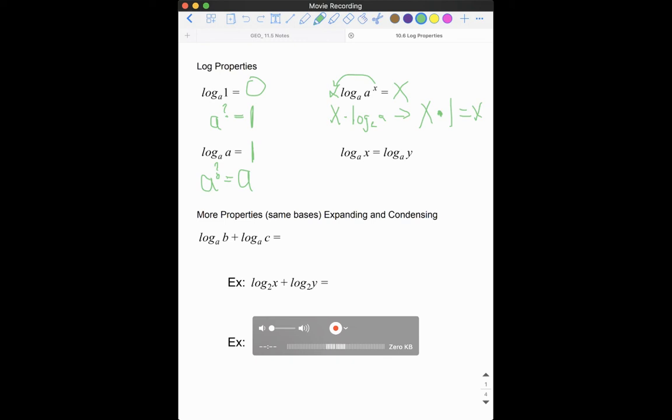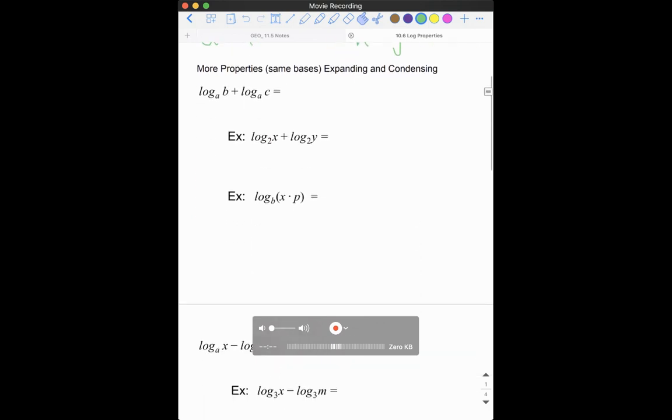Next, we have log base a of x is equal to log base a of y. If this is true, because they have the same log and the same base, we know that x has to equal y. It's basically like subtracting off the log a's, and we're left with x equals y. So those are some really basic ones. We won't use those that often, but they help lead us into our next ones that we'll use the most.